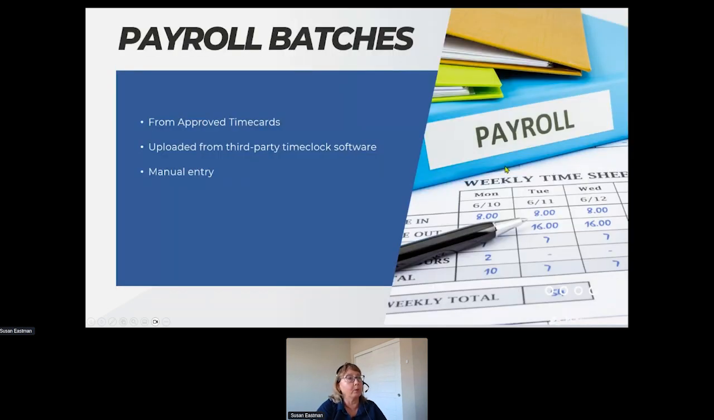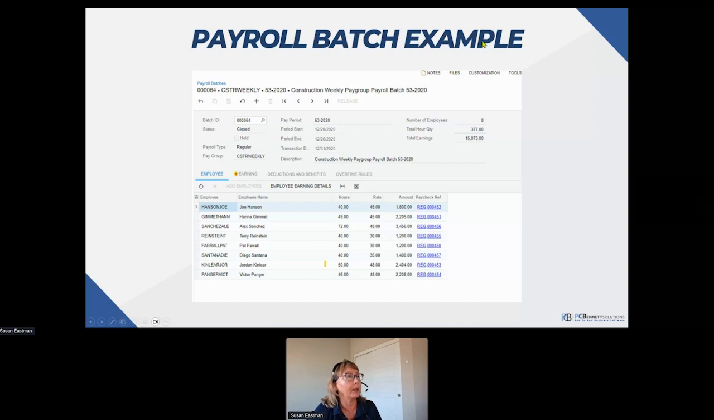And now we're in payroll batches. So payroll batches can come from approved time cards. The information can be uploaded from third-party time clock software where you have punch ins and punch outs. And you can also do a manual entry to bring in any information for your payroll. So this is an example of what a payroll batch would look like.